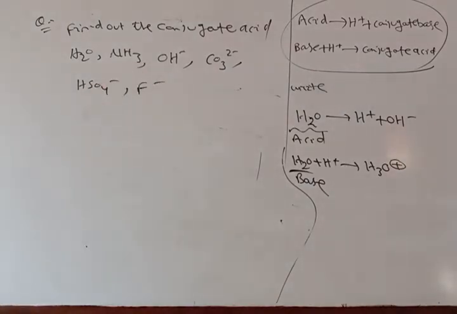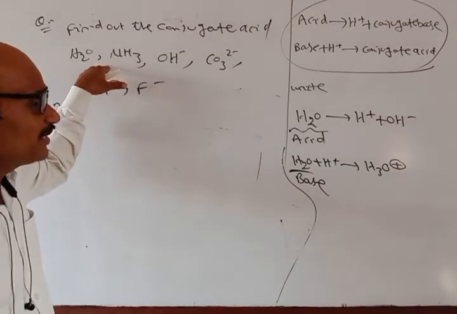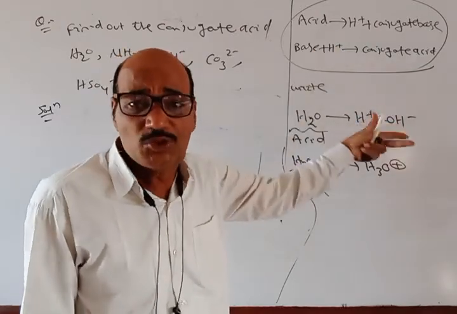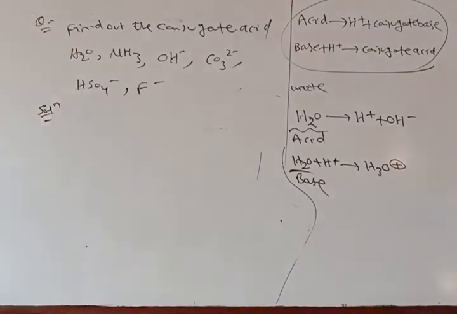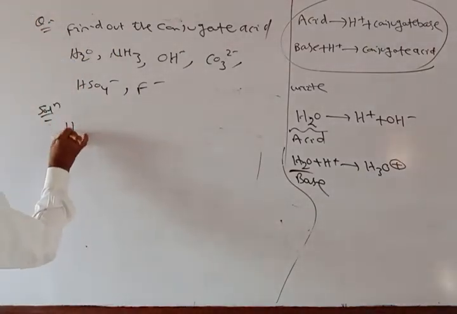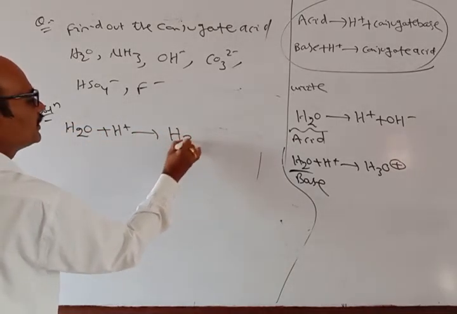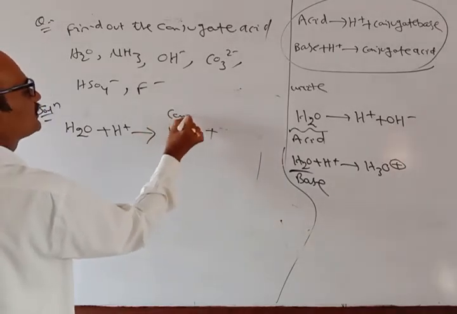Okay, so find out the conjugate acid. These are the bases, and a base is a substance which can accept a proton. So to get the conjugate acid, we can add a proton to the base. H2O plus H+ will give H3O+. So this is the conjugate acid.